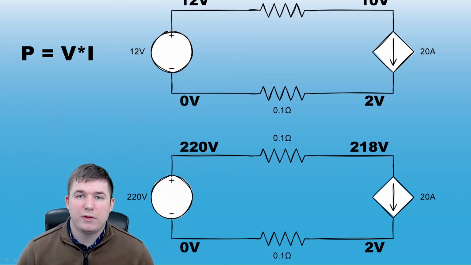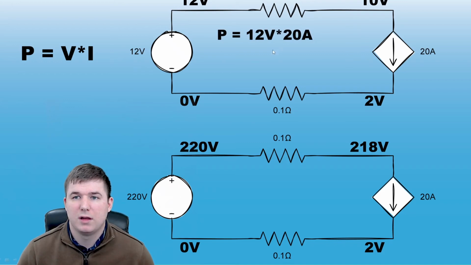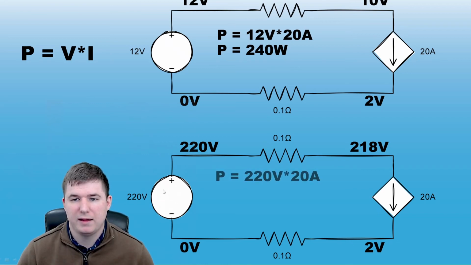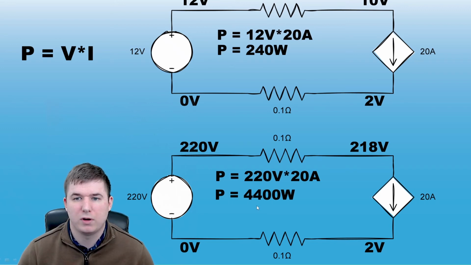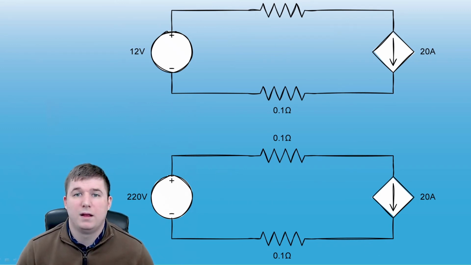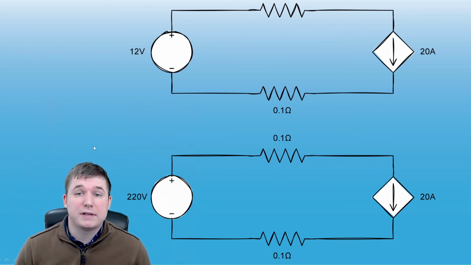Now let's look at the power on the source side. So that's going to be 12 volts times 20 amps, and that's 240 watts. And down here at the 220 volt supply, that's 220 volts times 20 amps, and that is equal to 4,400 watts. Now let's make sure that all the power is accounted for.